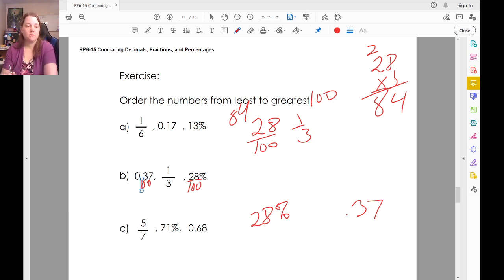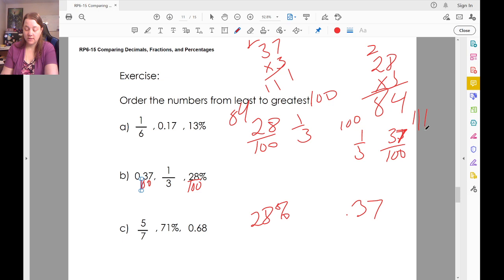Let's check 1/3 against 37 hundredths. 1/3, 37 over 100. We have 100 on this side. 3 times 37. 7 times 3 is 21. 3 times 3 is 9. Plus 2 is 11. That makes 111, which means that 37 over 100 is bigger. So 1/3 goes in the middle.